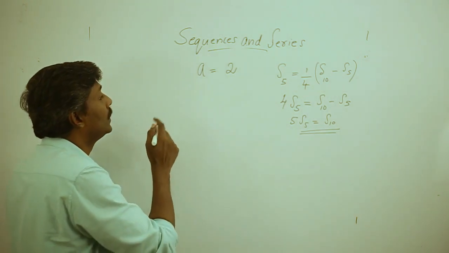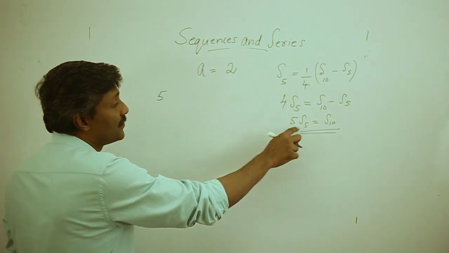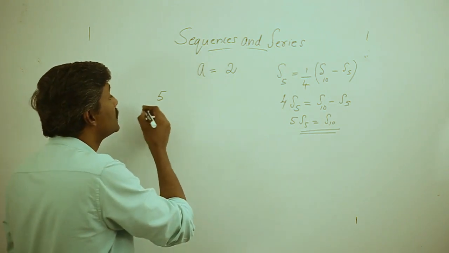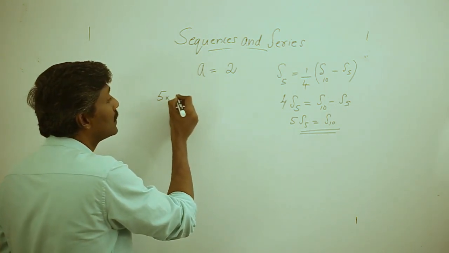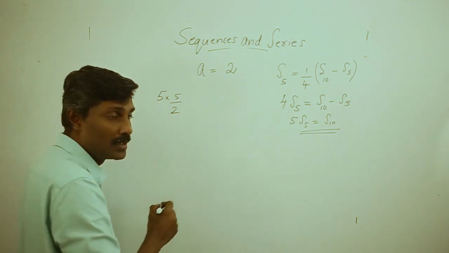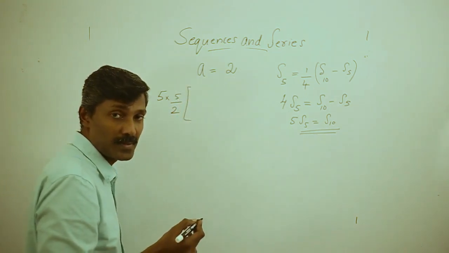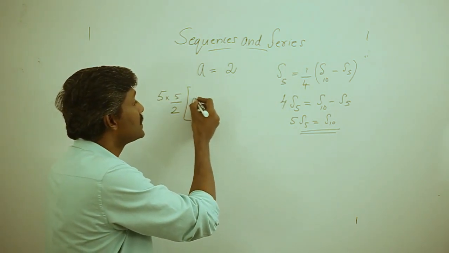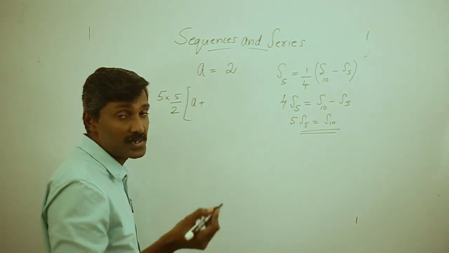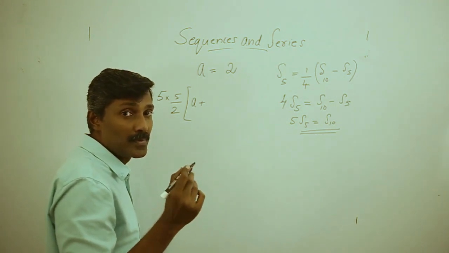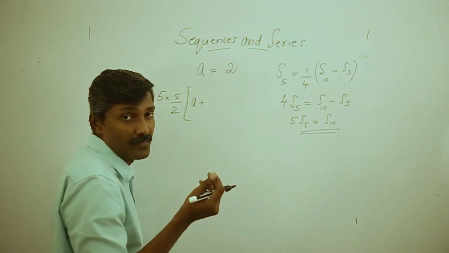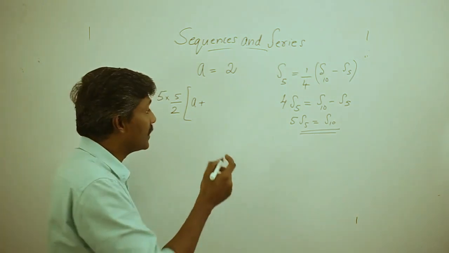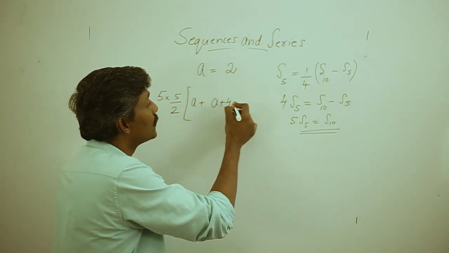Now, 5 times S5. What is S5? It is the sum of the first 5 terms of the AP. So, it is nothing but 5 divided by 2 into the first term plus the last term, right? What is the first term? The first term is A and the last term is the fifth term. What is the fifth term? A plus 4D, right? Because A5 or An is A plus n minus 1 into D. So that means A5 is A plus 4D. So the fifth term is A plus 4D, correct?